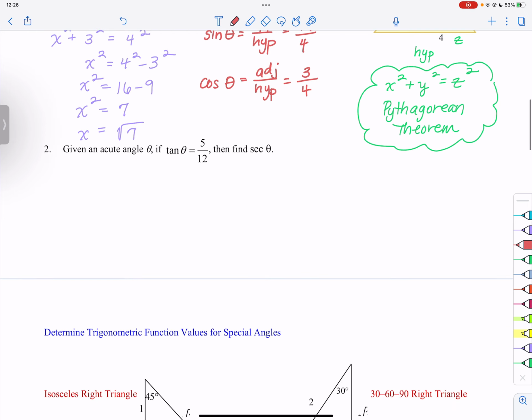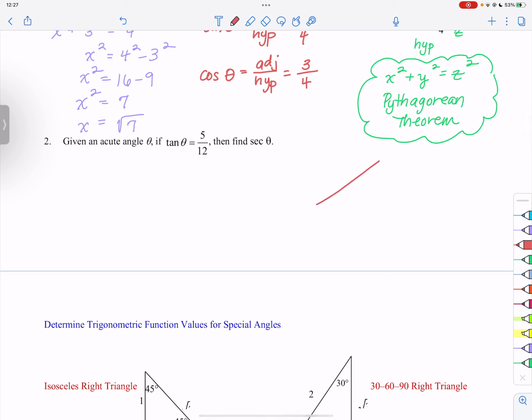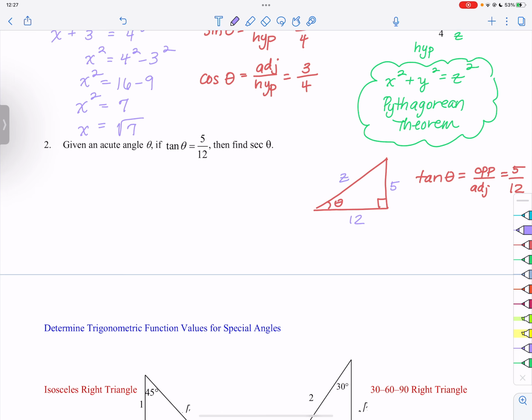Let's try another example. Given an acute angle theta, if the tangent of theta is equal to 5/12, then find the secant of theta. The most important thing, I think, would be getting this right triangle sketched, and then let's place what we know. Isn't it true that the tan of theta is the opposite over the adjacent? They gave us 5/12, so this side must be 5, and this side must be 12. So we just need to know what z is, this hypotenuse.